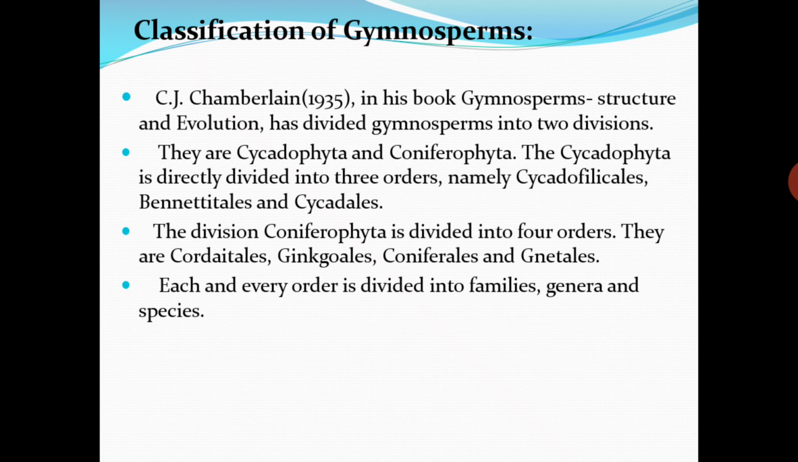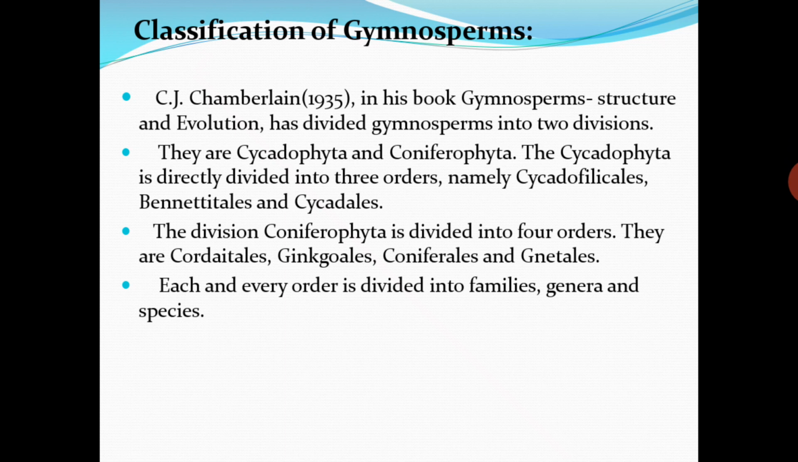C.J. Chamberlain in 1935 in his book Gymnosperms: Structure and Evolution, has divided gymnosperms into two divisions. They are Cycadophyta and Coniferophyta. There are two main divisions in gymnosperms, which are Cycadophyta and Coniferophyta.